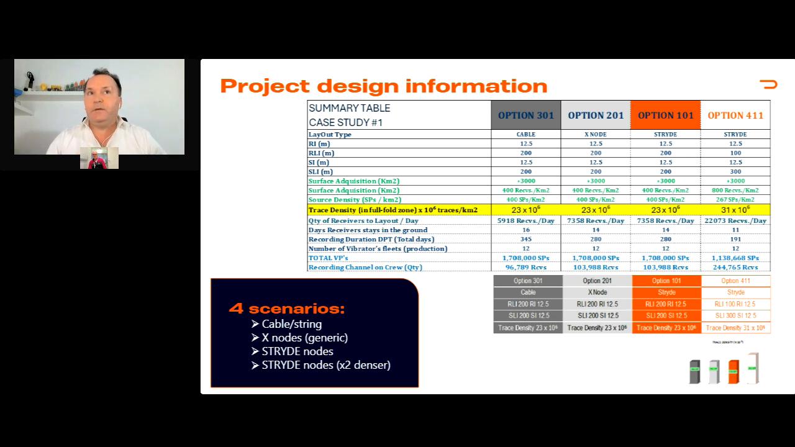12.5 meter receiver interval, 200 meter receiver line interval. So the only differences between those three first scenarios are the type of equipment we are implementing. In this case, a cable with a string single phone. In this case, a generic node with a string single phone. And in this case, one stride node. That's the only difference. And in the last option, option number 4, we are putting double density of stride node by putting a receiver line every 100 meter instead of 200 meter.